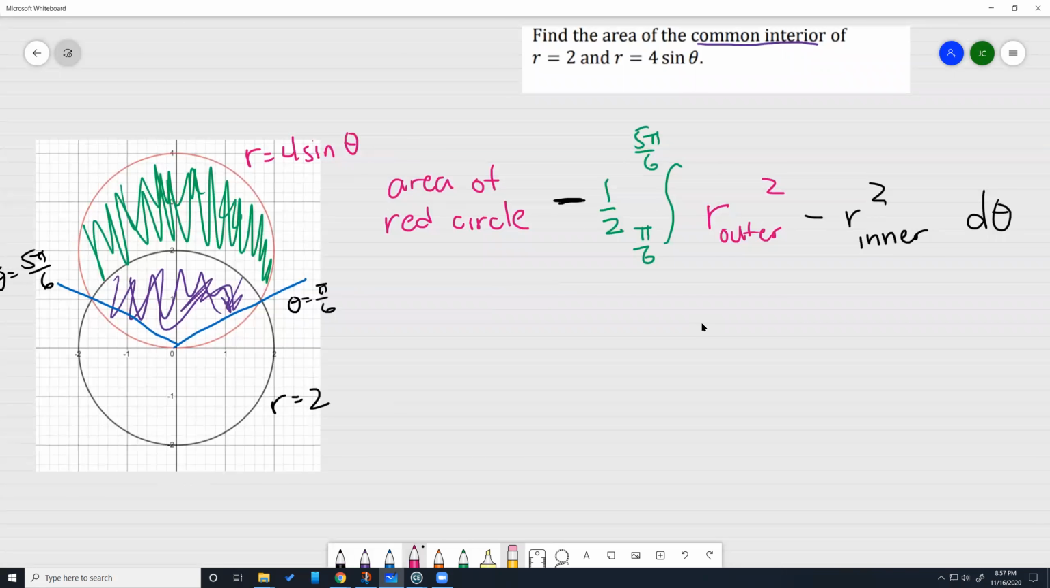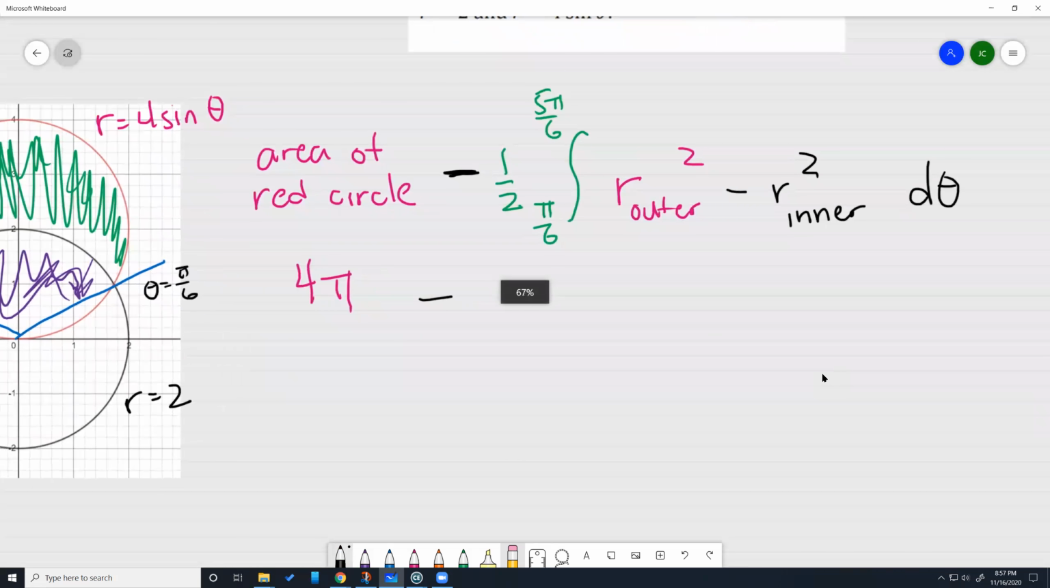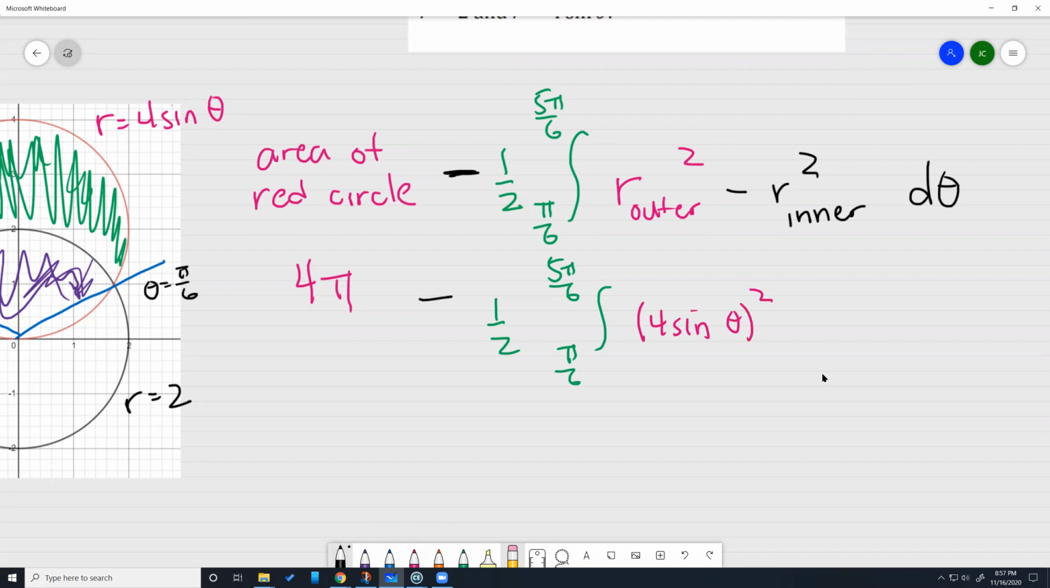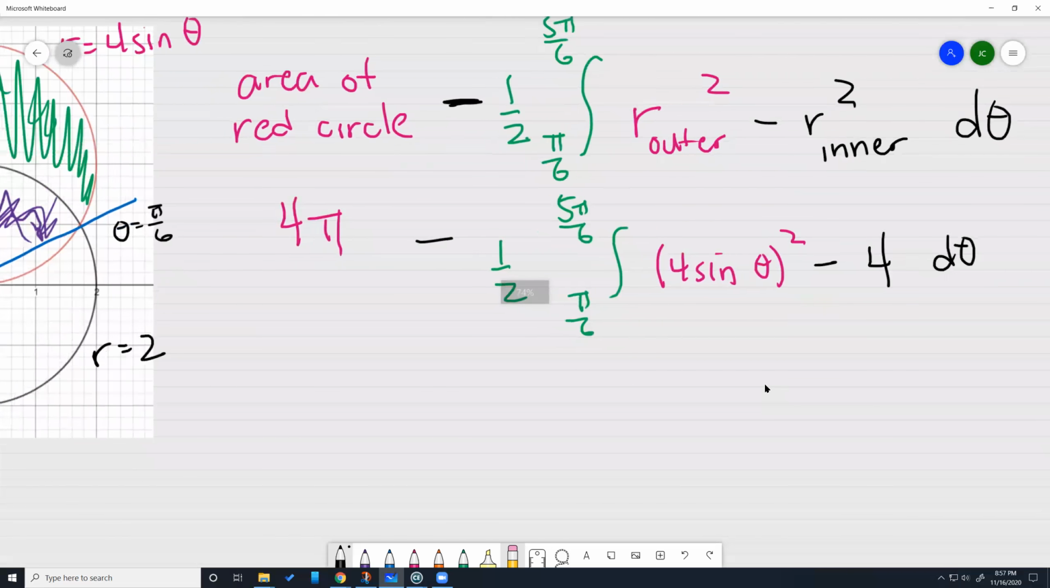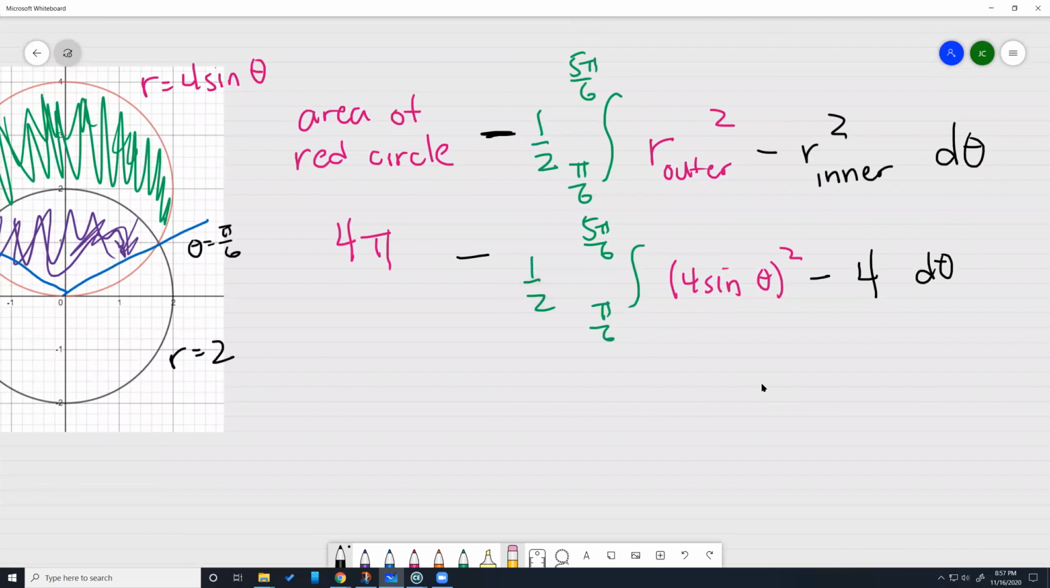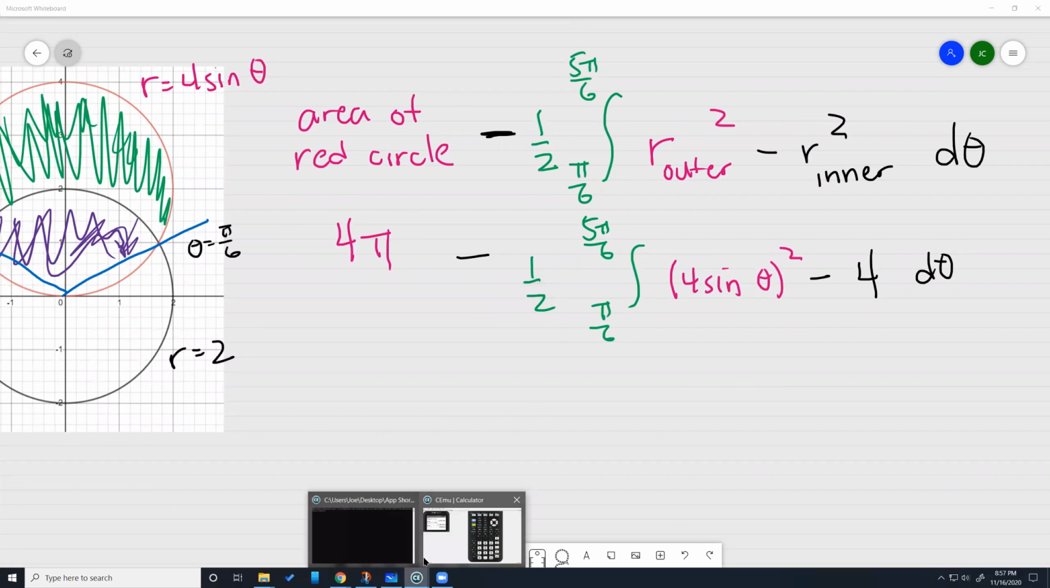Area of the red circle, well, you can just use geometry for that. The radius is going to be 2, so it's pi r squared. That's 4 pi minus this. So that's going to be the integral of 4 sine theta squared minus 4 d theta.